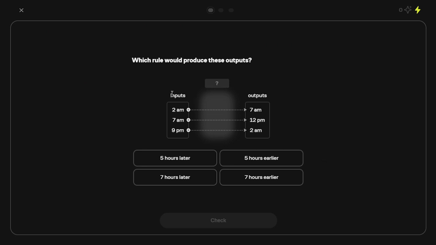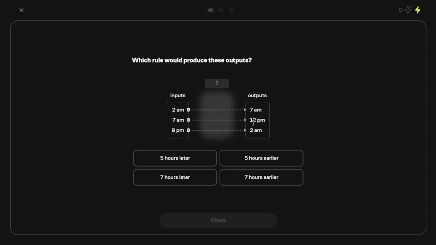Okay. Now we have the inputs of 2 a.m., 7 a.m., and 9 p.m. The input 2 a.m. goes to output 7 a.m. Input 7 a.m. goes to output 12 p.m. And the input 9 p.m. goes to output of 2 a.m.